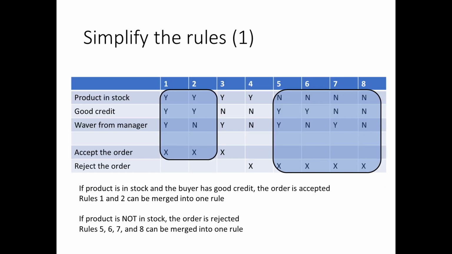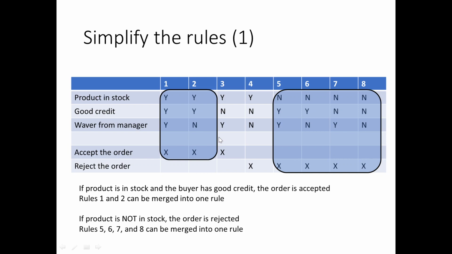In the last step, we'll try to simplify our table. Right now, there are 8 rules, but some of them could be merged to make the table simpler and easier to understand. We look at the first 2 rules here. They share the same action. That is, in both rules, the order is accepted. On the other hand, they also share some of the conditions. That is, in both rules, the product is in stock and the customer has good credit. The only difference is the last condition. In rule 1, there's a waiver from the manager. In rule 2, there is no waiver from the manager. But it is clear that this only difference doesn't matter, as the decision is the same. The order is accepted.